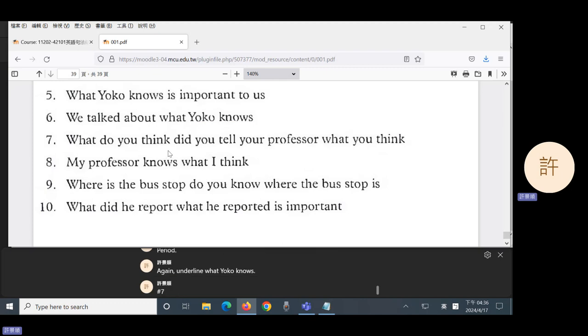Number seven, what do you think? Question mark, capital D. Did you tell your professor what you think? Question mark. Underline what you think. Number eight, my professor knows what I think, period. Underline what I think. Number nine, where is the bus stop? Question mark, capital D. Do you know where the bus stop is? Question mark. Underline where the bus stop is.